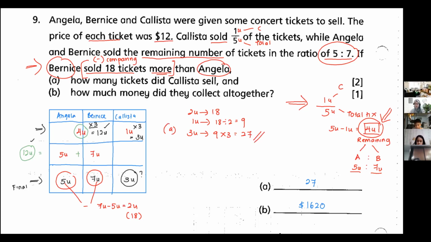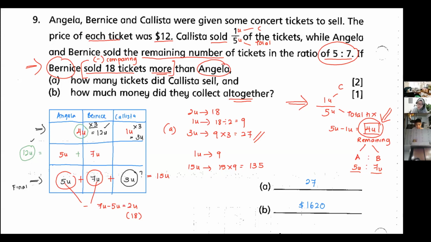Done. How much money did they collect altogether? So altogether, let's look at the last row here. 5 units plus 7 units plus 3 units, you do that one first to find the total. 5 plus 7 plus 3 equals 15 units. So I want to find 15 units first. I know that 1 unit is 9. 15 units is 15 times 9, and this will give me 135.